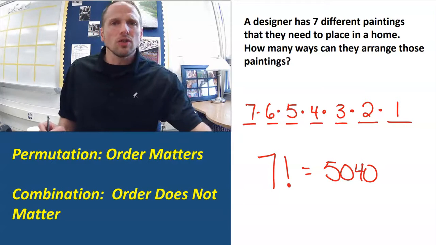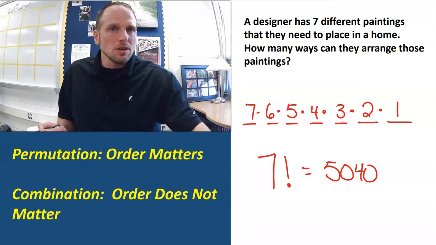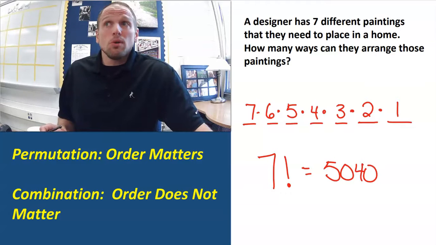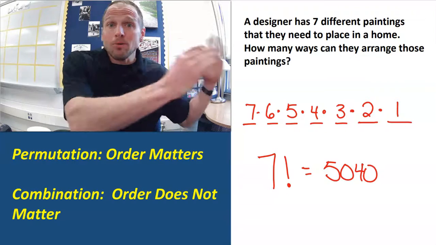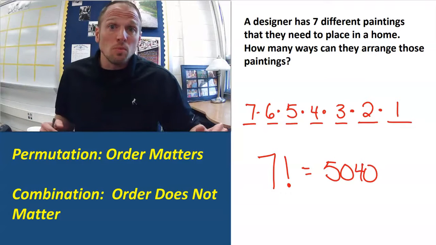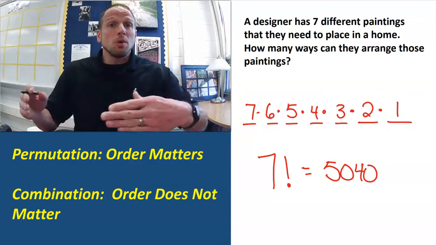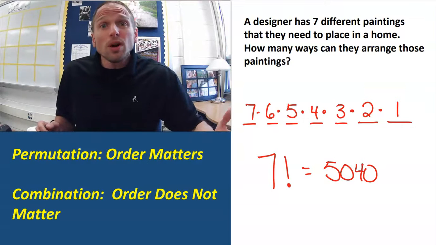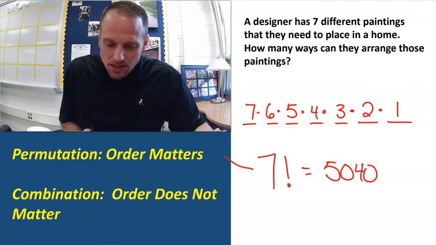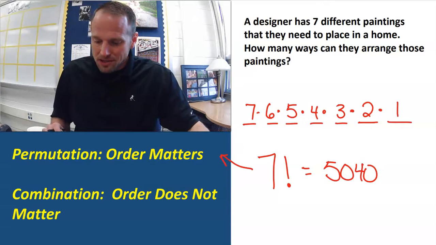Now let me ask you a question. Does the order matter for these paintings? Well, yeah, it does. Because if you put a picture of a mountain in one room and a picture of a beach in another room, that would definitely be different than if there was a beach in that first room and a mountain in the second room. So order here that we chose them absolutely does matter. And this is an example of a permutation, because order matters in this case.